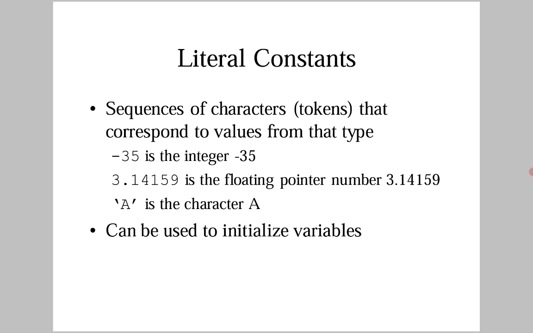So literal constants. What are constants? Different types of constants are available. They are sequences of characters, tokens that correspond to values from the type. So minus 35 is the integer minus 35. There are many types of constants: integer constants, string constants, character constants, literal constants, numeric constants, like that. Generally constants are used to initialize variables.